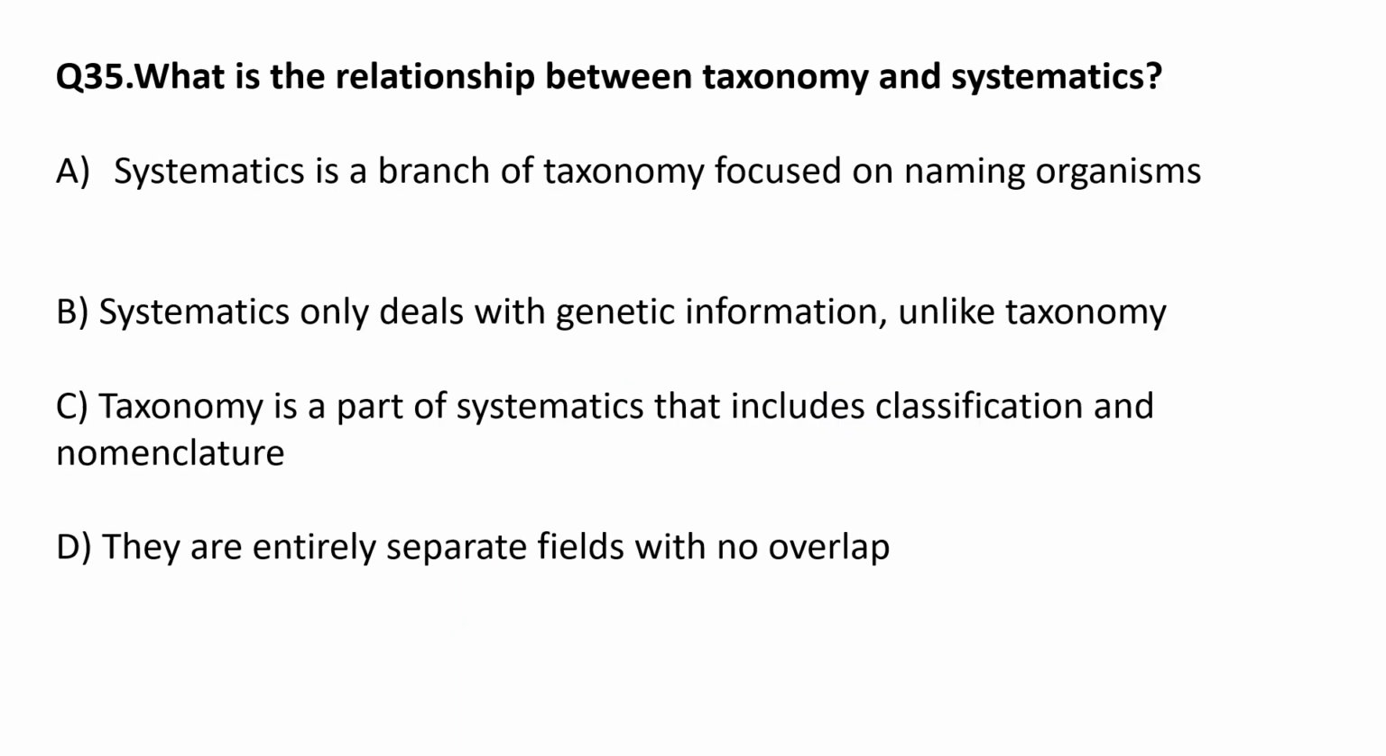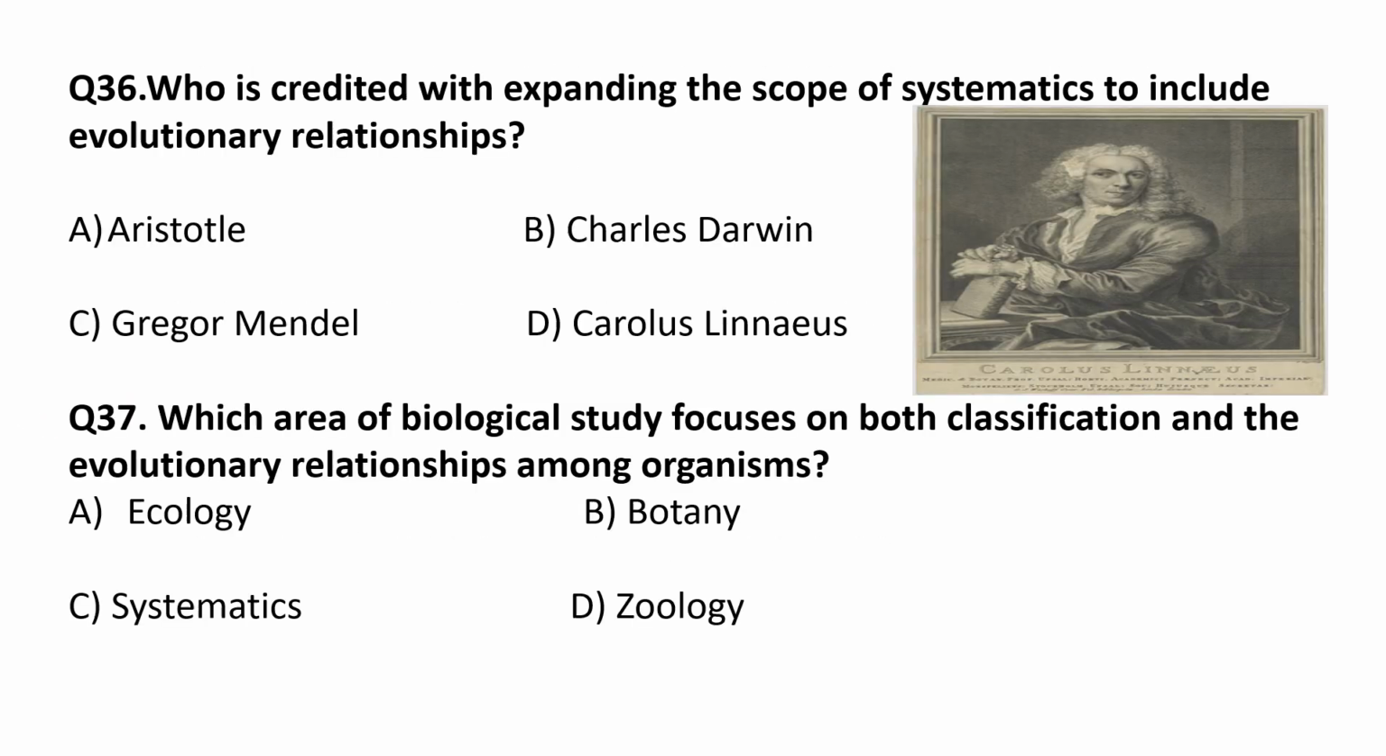Next question. What is the relationship between taxonomy and systematics? Taxonomy is part of systematics that includes classification and nomenclature. Who is credited with expanding the scope of systematics to include evolutionary relationships? It is none other than Carl Linnaeus.